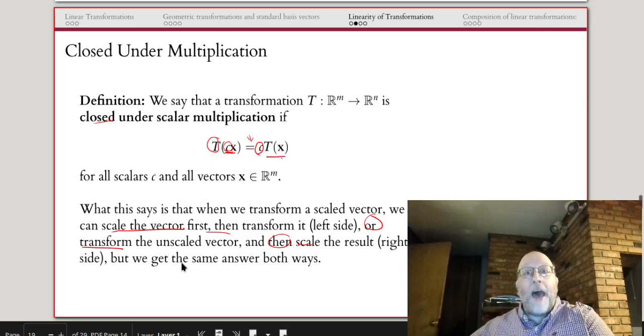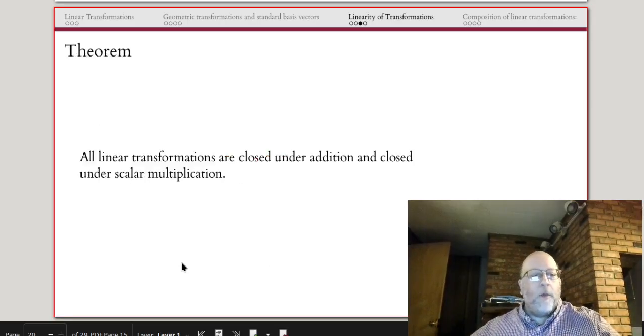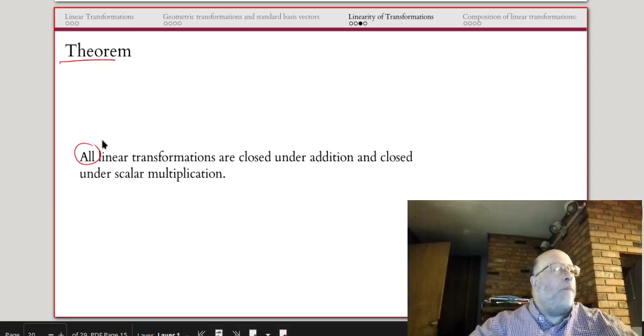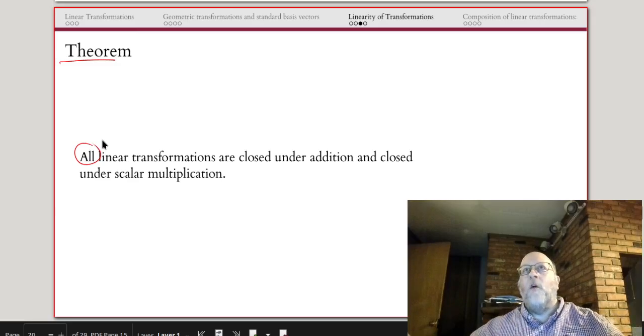As it turns out, we have a theorem. All linear transformations are closed under addition and closed under scalar multiplication. Every possible linear transformation obeys both of these rules. We can transform and then add, or add and then transform. We can transform and then scale, or we can scale and then transform. And it doesn't make a difference whichever one we do.